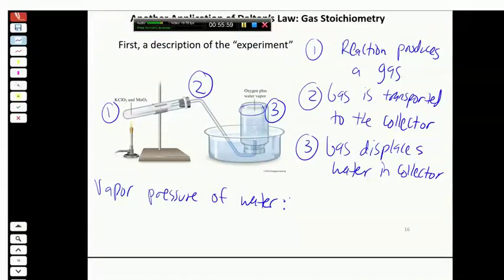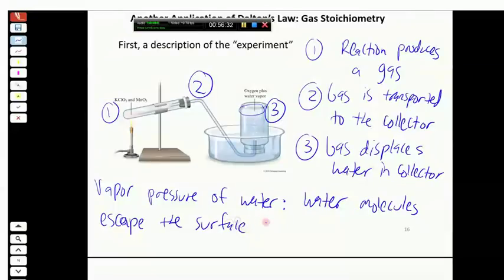So when you have a sample of liquid water, even though the vast majority of the molecules are in the liquid phase, a small portion of those escape into the gas phase, even at room temperature, and so you get a small pressure above that sample that we refer to as vapor pressure. We'll deal with more details of vapor pressure next time, but what you need to be aware of for now is that some water molecules escape the surface of the liquid, and they create a small partial pressure above the liquid.